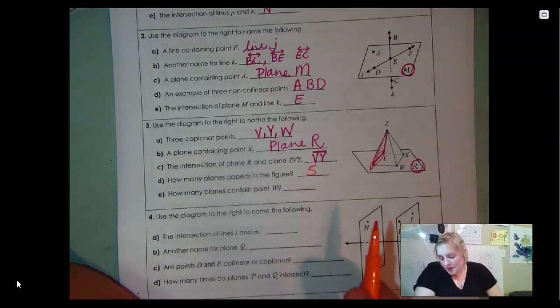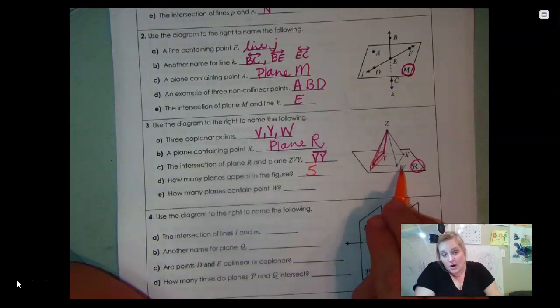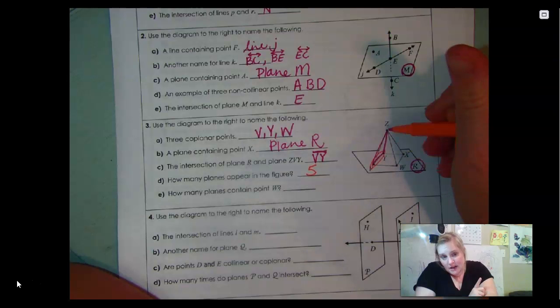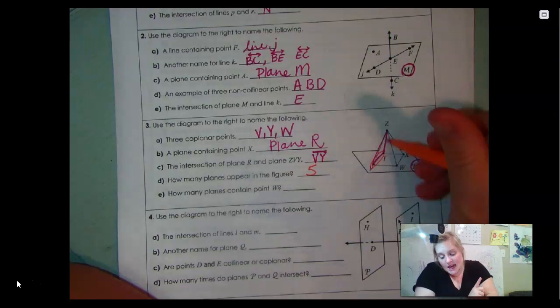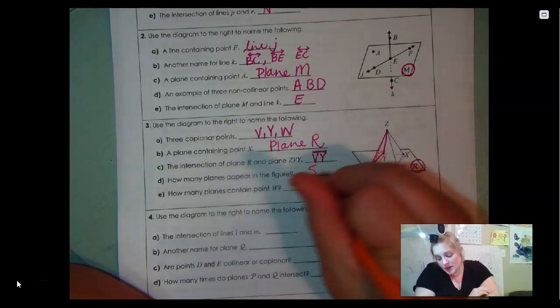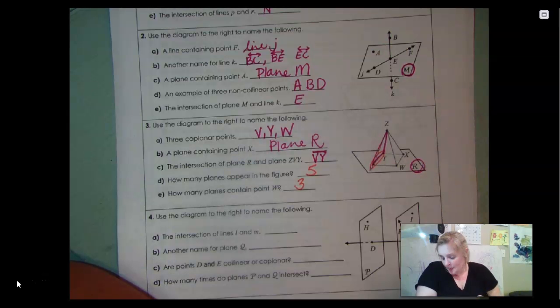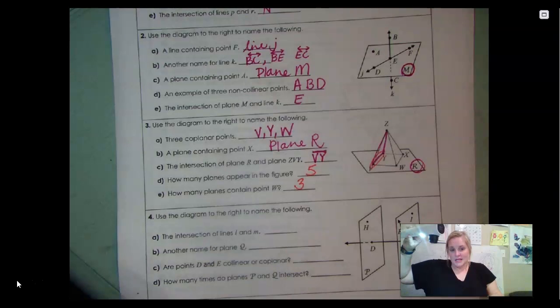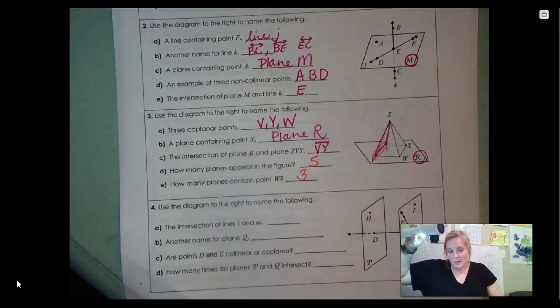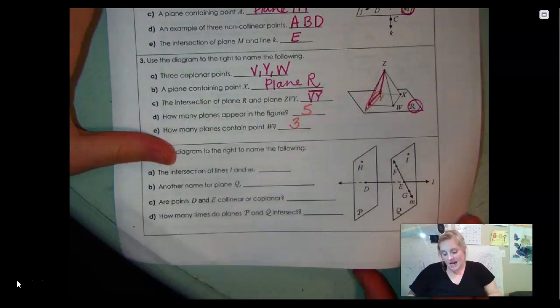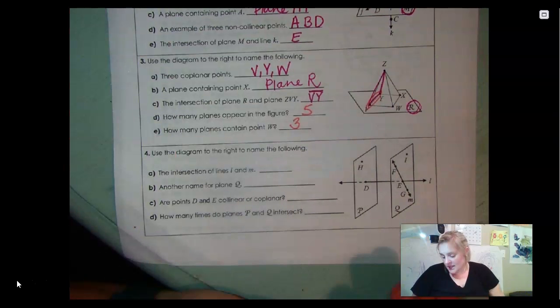How many planes contain W? So here's W here. It is on plane R, the base, so that would be 1. It is on this side of the pyramid and this side of the pyramid. So that means 3 total planes. Last but not least, we've got 2 planes that are running up and down, and then we have a line that's going through those. So it says, use the diagram to the right to name the following.